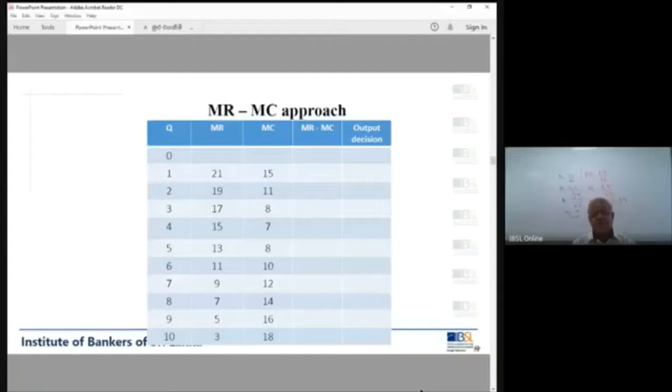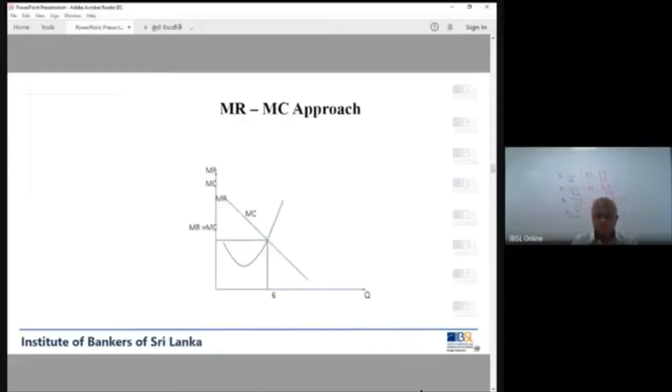As long as MR is greater than MC, you recommend the firm to increase the output. When MC is greater than MR, you recommend the firm to cut down the output. When MR exactly equals MC, stop. At that output level, profit is maximized. That is the one.